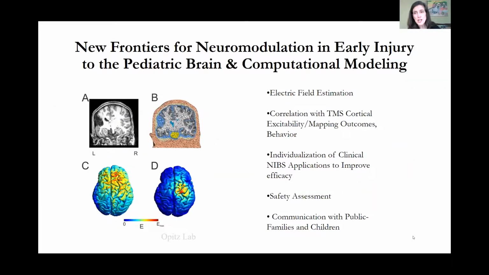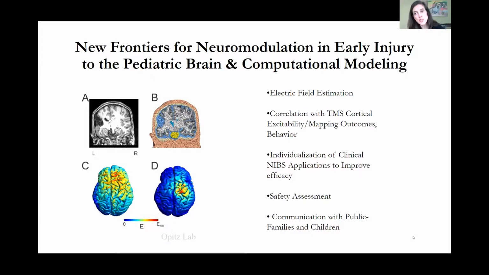So our new frontiers at the intersection of the pediatric brain and computational modeling are the importance of that electric field estimation, the correlation with TMS, cortical excitability, mapping outcomes and behavior. Also, how do we individualize our clinical NIBS applications to try to keep these pediatric individuals, children, safe, but also improve efficacy? And then trying to show as well that we are doing as much as we can to understand the safety of our assessment in this heterogeneous population, and be able to communicate with the public, in terms of the families and children with whom we work.